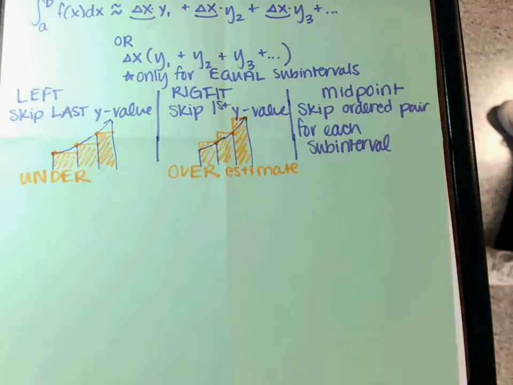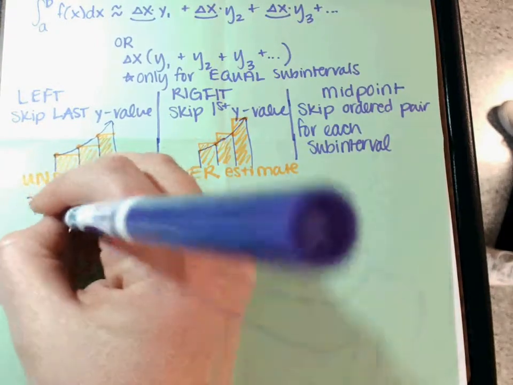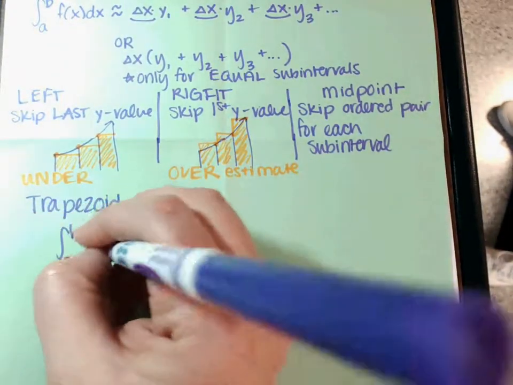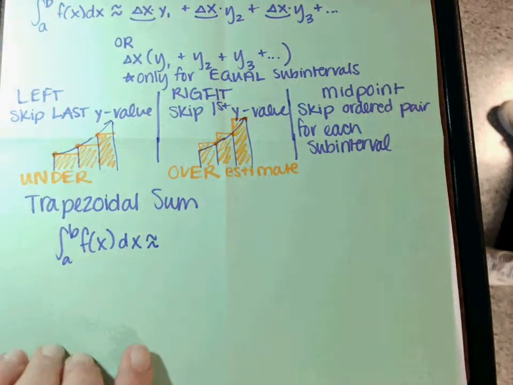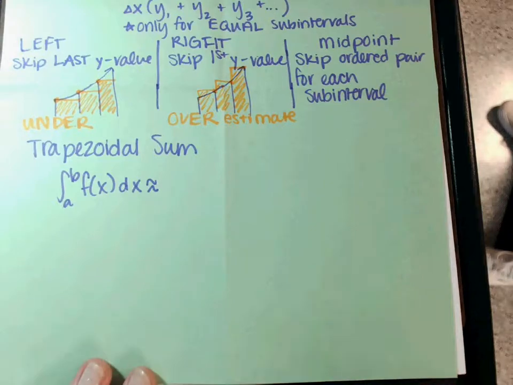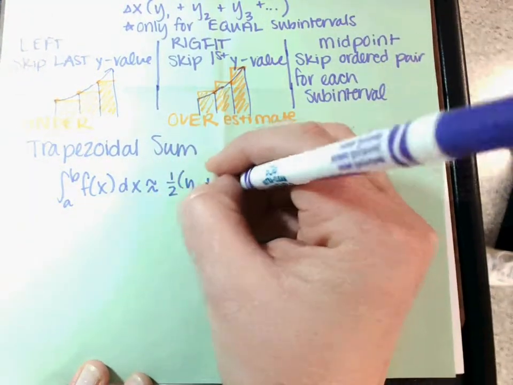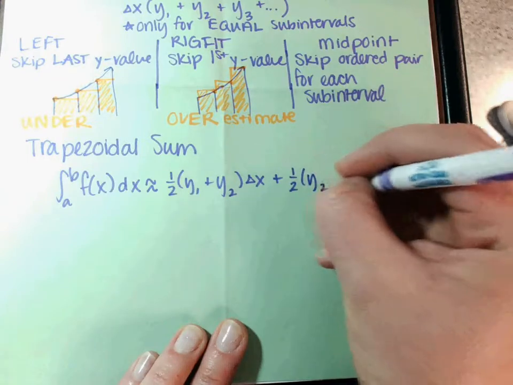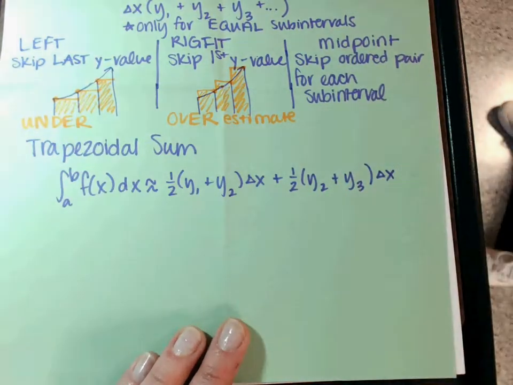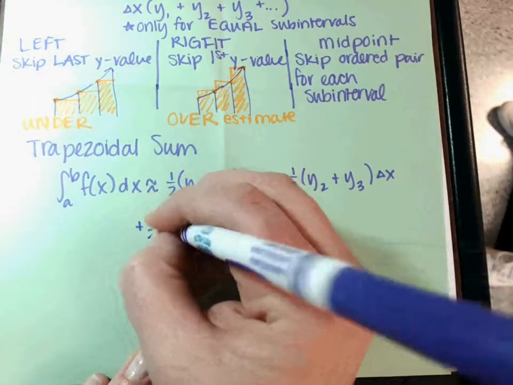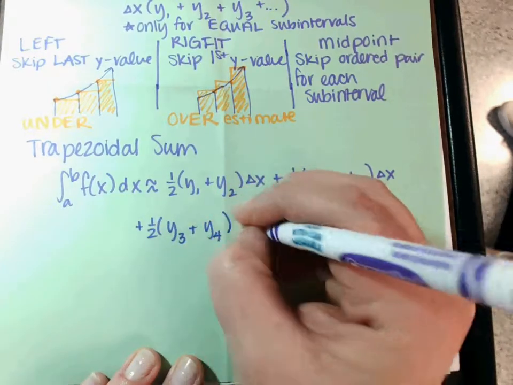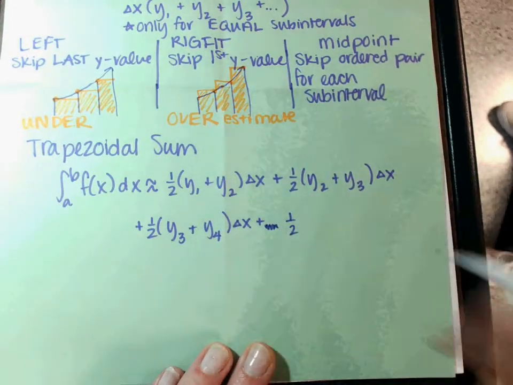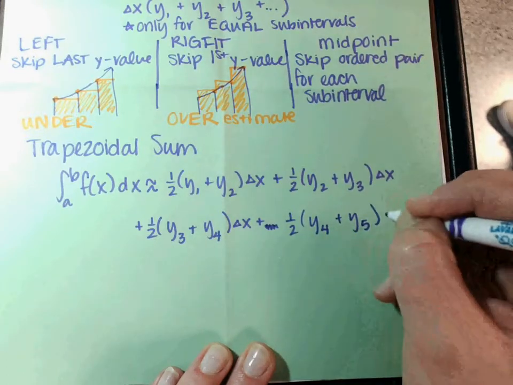All right, the other type of sum is a trapezoidal sum. Your integral from a to b of f of x dx is approximated by, and we're going to do 2 versions, a long version and a short version. For the long version, it's 1/2 (y1 plus y2) times the delta x between them, plus 1/2 (y2 plus y3) times the delta x between them, plus 1/2 (y3 plus y4) delta x between them, and then 1/2 (y4 plus y5) delta x, dot dot dot at the end.